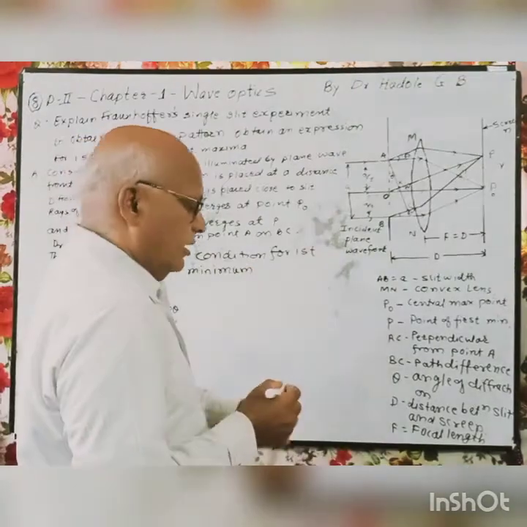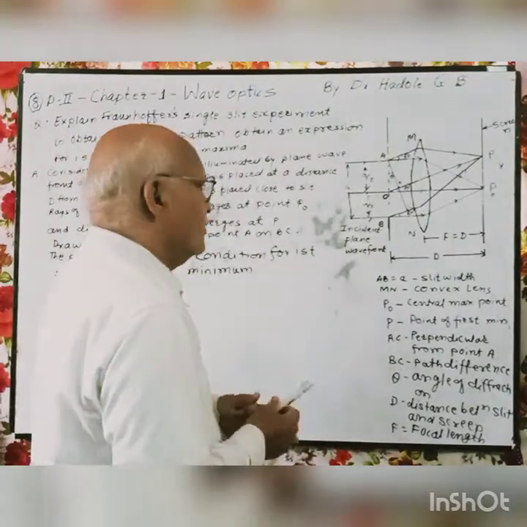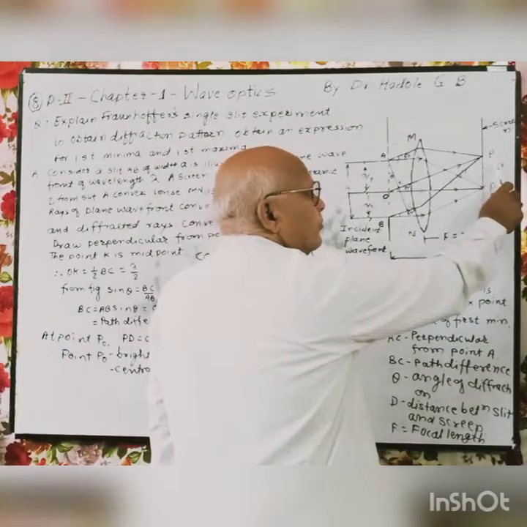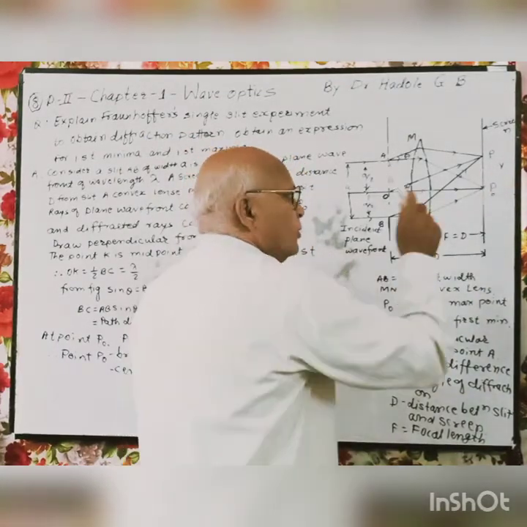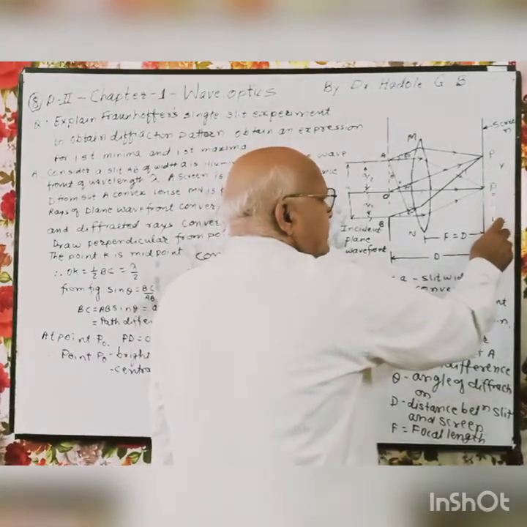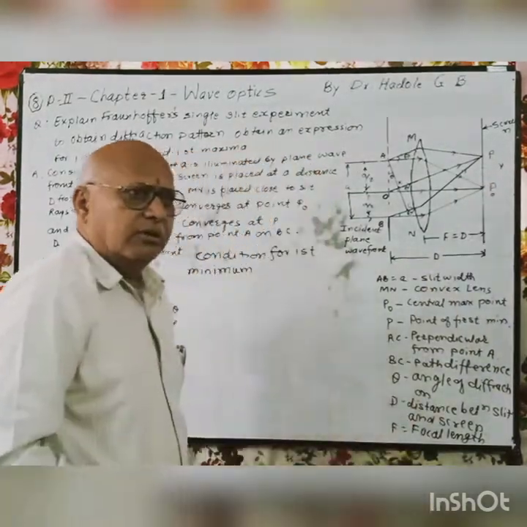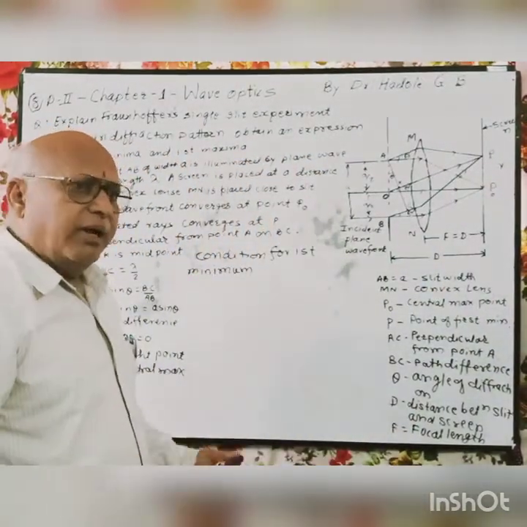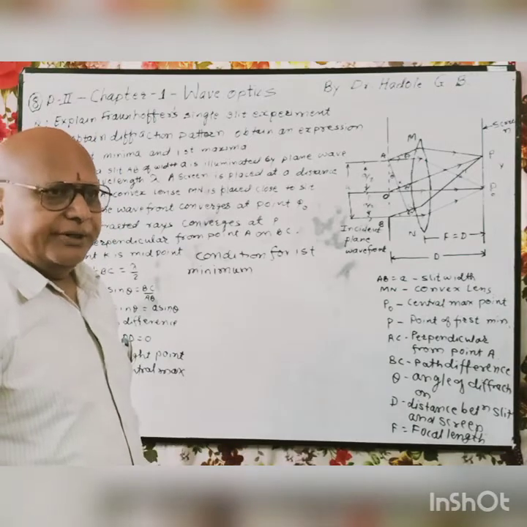We have said here this point P is going to form. Suppose this point P is at some distance away from P0. Now this point P may be a bright point, it may be a dark point.